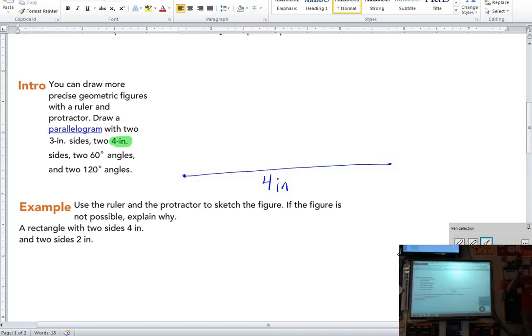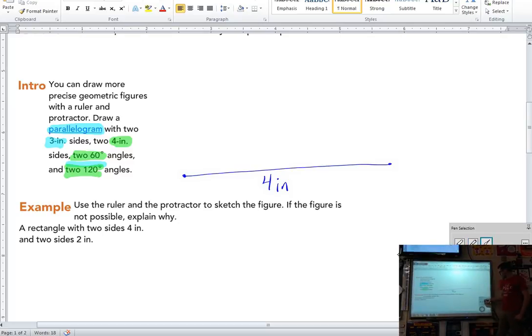Once I draw one side, I then want to go do an angle. So, I've got my 4-inch side. I now need 2 60-degree angles, 2 120-degree angles, and I still need to pick up 2 3-inch sides, and I know it's a parallelogram. Well, the side connected to my 4-inch, will that be a 3-inch or a 4-inch side? If it's a parallelogram, it's going to be a 3-inch because my congruent sides have to be opposite of each other. So, I can do either of these, but I think the 60-degree is easier.